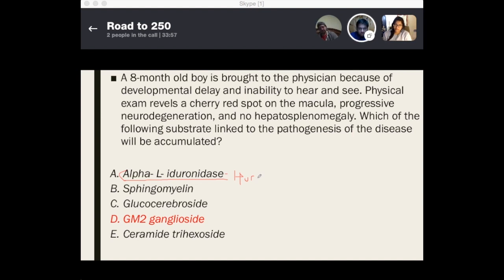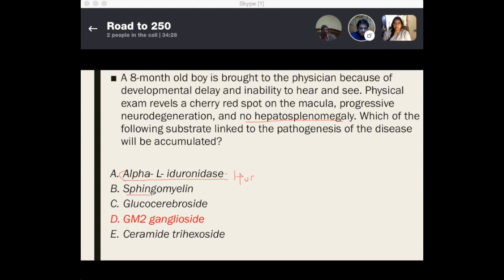So in Hurler syndrome, what are the symptoms that you're really looking for? You're going to look for decreased visual acuity. Yeah, so there's going to be corneal clouding. That's one. You're also going to see hepatosplenomegaly. In this case there is none, so you can rule the first one out right there. You'll still see developmental delay, and airway obstruction is another one.